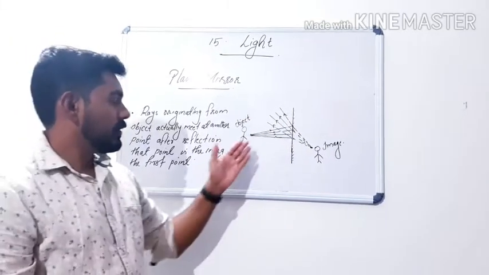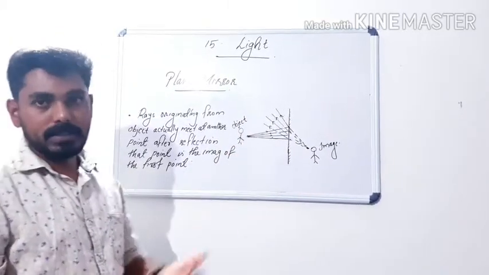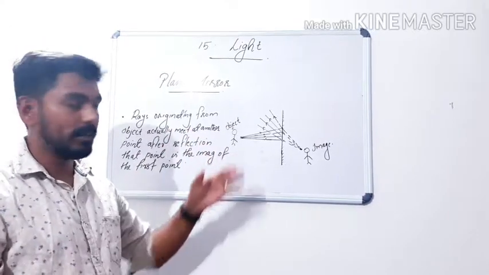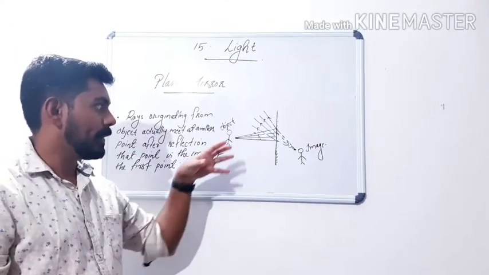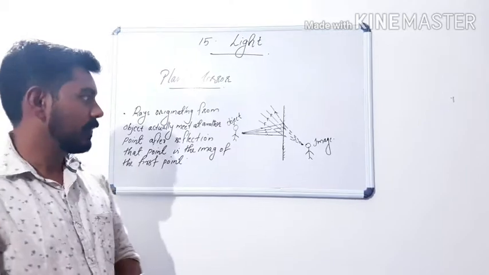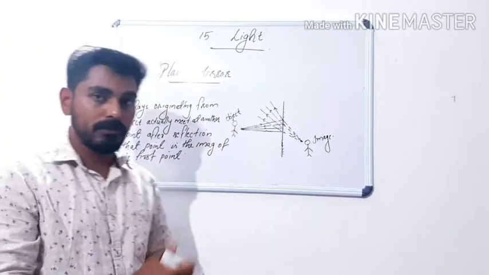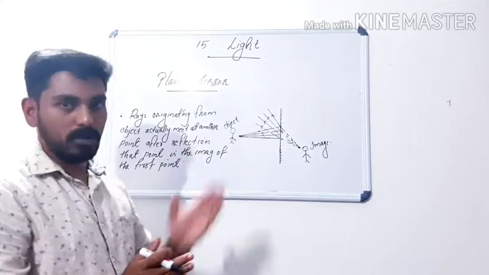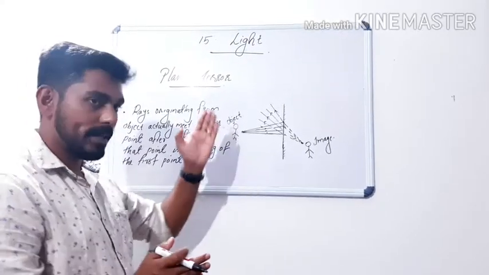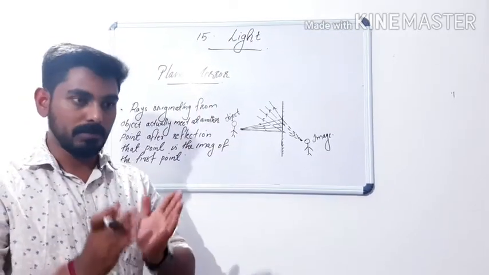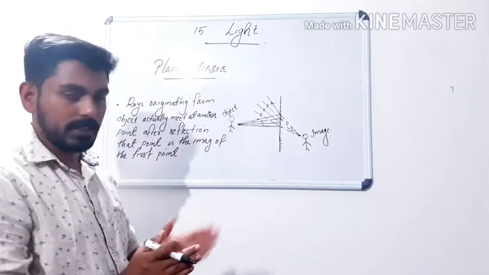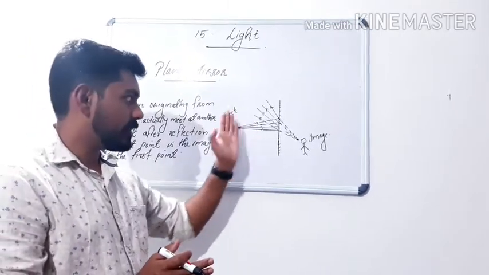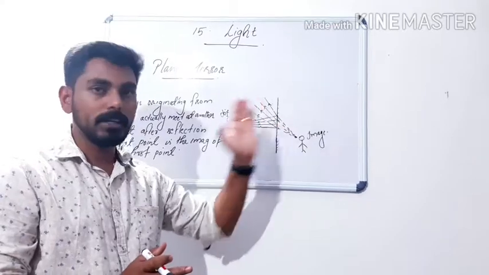Okay, so let us discuss how the image is formed in the plane mirror. Suppose you stand in front of a plane mirror, so you are the object. If you place anything in front of the plane mirror, that is the object. You can always see the image behind the mirror.